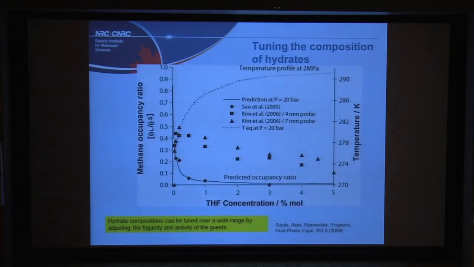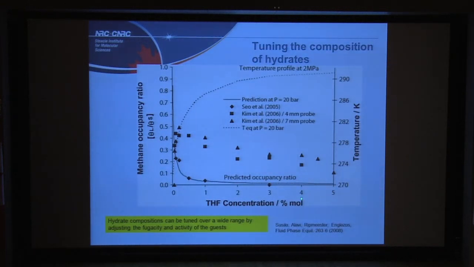The other thing I wanted to mention is that one can tune the composition of a clathrate hydrate. The example I've picked here is a THF hydrate with methane present as well. These experiments were carried out under a constant pressure of 2 megapascals of methane. What we were changing here is the concentration of THF. And you can see that if you're working in this region, you have no methane molecules in the large cage, even though they will occupy the small cage.